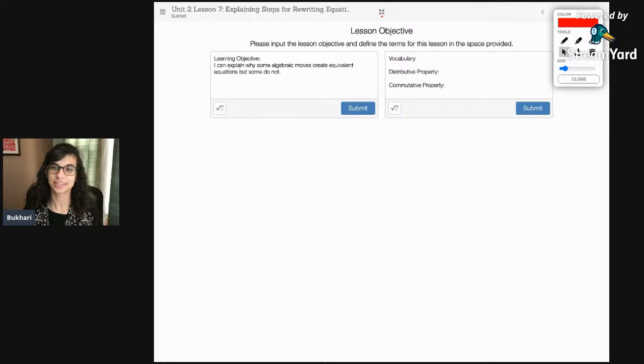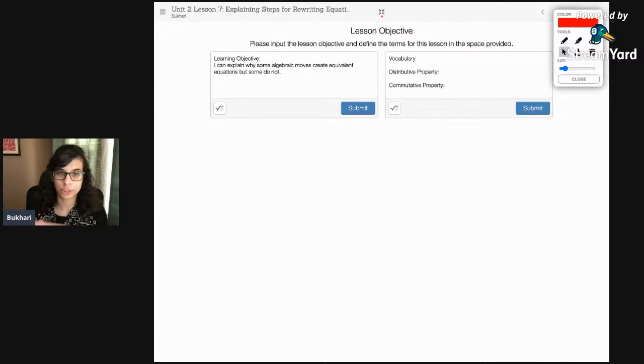Alrighty, welcome to lesson 7. Now we're coming along in our unit 2 journey. Last lesson we talked about our equivalent equations and what those represent. And today we're really going to explore a little bit further into what we talked about yesterday, right? What are the steps for writing equivalent equations?